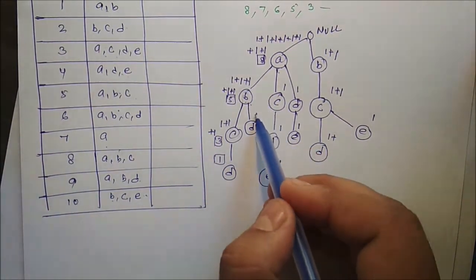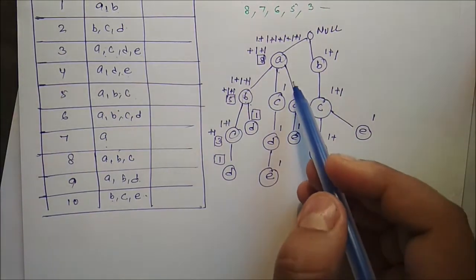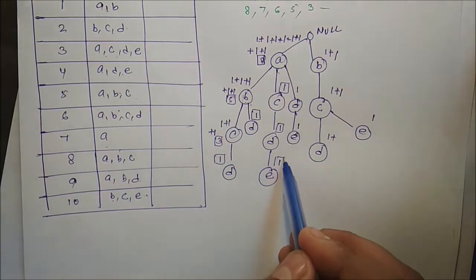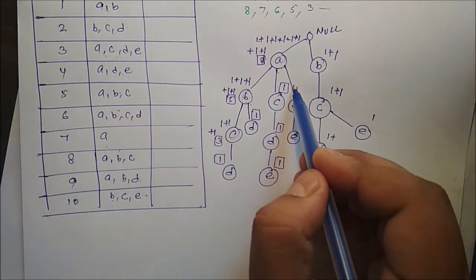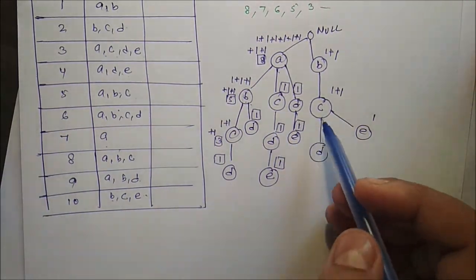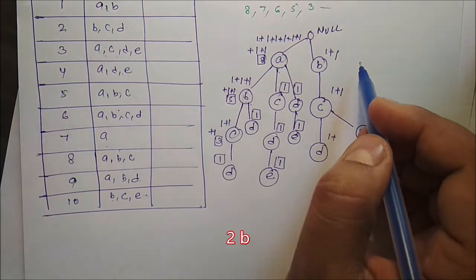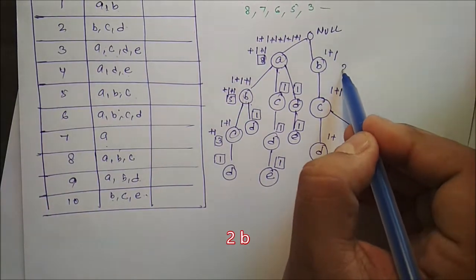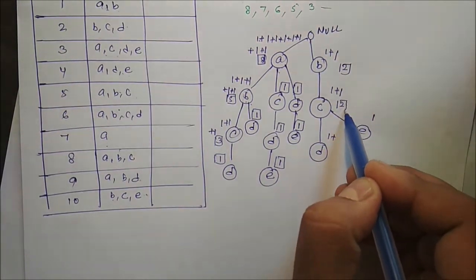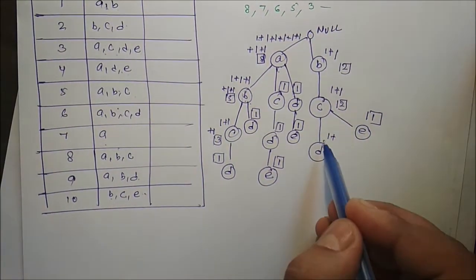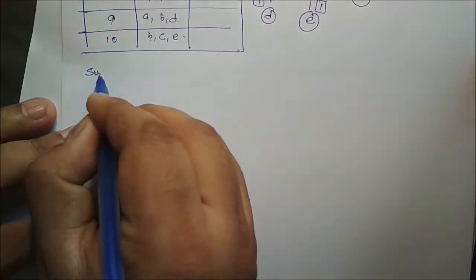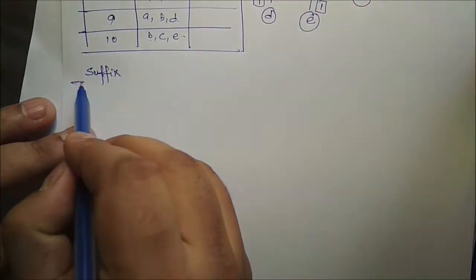Similarly here a single D is there. Here a single C, single D and single E is there. Similarly here a single D and single E is there. Okay, here 2D. So 2D, 2C, 1E and 1D is there. Okay, are you getting this one? The column names are the suffix.